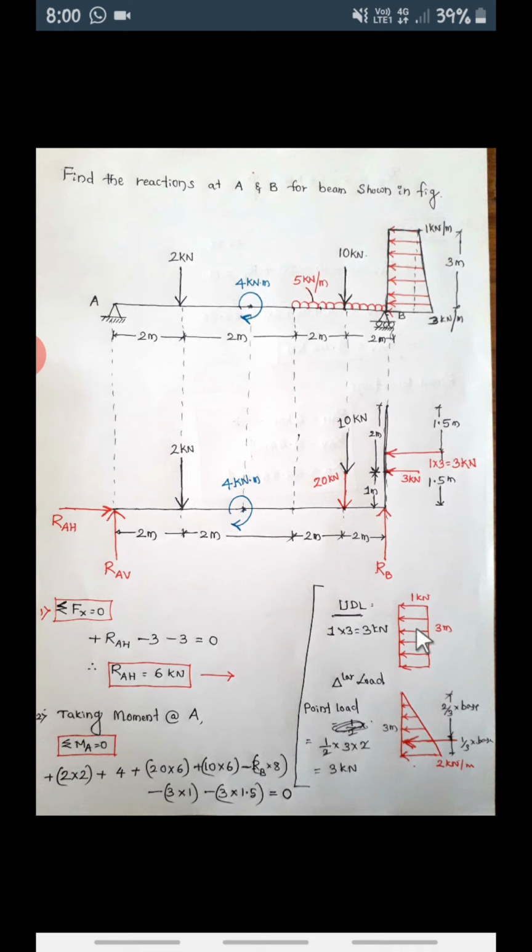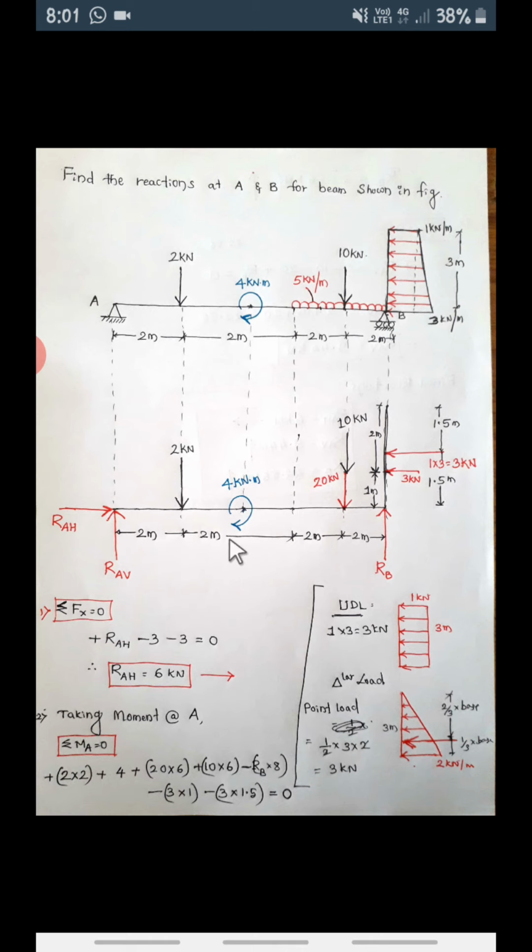And this 3 kilonewton is converted into this UDL, so at this point it is 1.5 and 1.5. Then this 3 kilonewton point load is 2 meter from here and 1 meter from here. So this is the free body diagram that you can see. This is important: how to convert a trapezoidal load into point loads. If a trapezoidal load is there, you can divide it into two: one is a UDL, another is a triangle. So this is what we have converted.